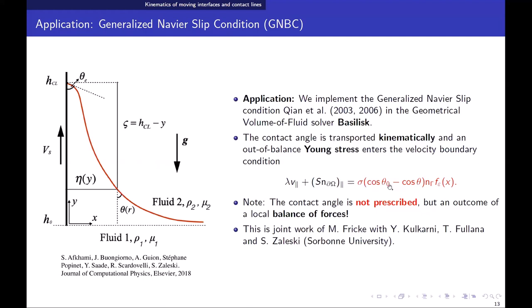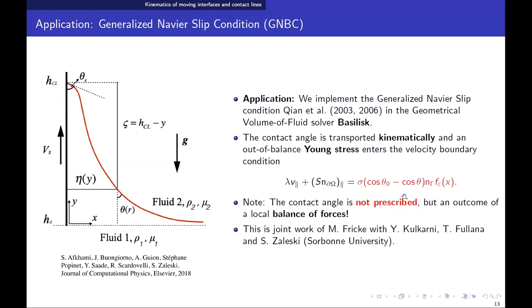Where the measured contact angle was used in an equation called the out of balance Young's force. So we have here the surface tension and the initial contact angle, the equilibrium contact angle, and here this theta comes from the evolution of the contact line because of the velocity field, and we have the normals. So this is a modification of the Navier slip boundary condition with an added term on the right hand side. And this leads us to something called the generalized Navier boundary condition. The contact angle is not prescribed, but an outcome of the balance between these forces here.